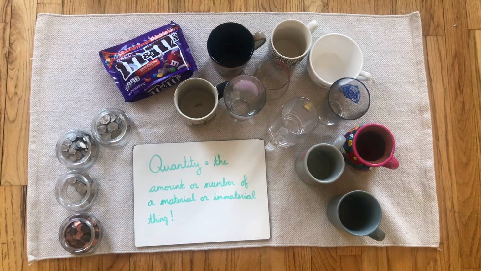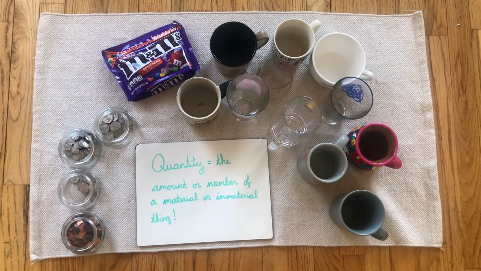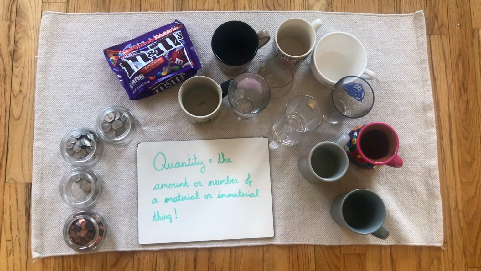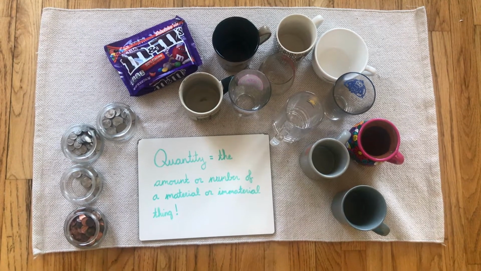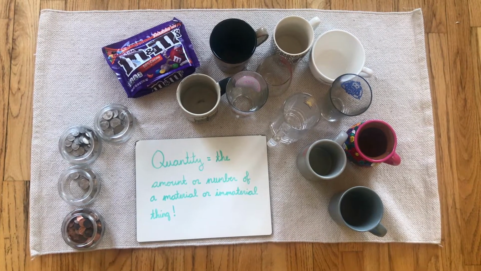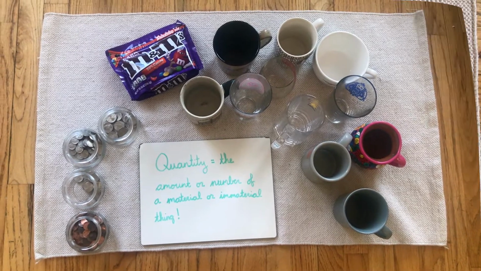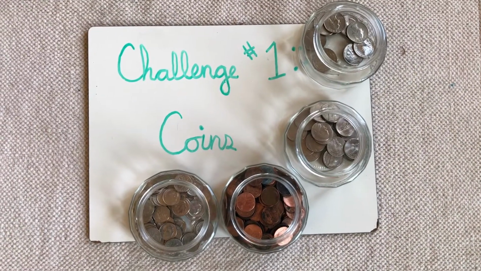Immaterial quantity would be measuring how many likes a picture had on Instagram versus how many jumps I could do at the park versus how many push-ups I could do. Today's challenge is going to involve measuring and reading the quantity for coins, M&Ms, and mugs. Let's get started. Challenge number 1, coins. Whoosh.